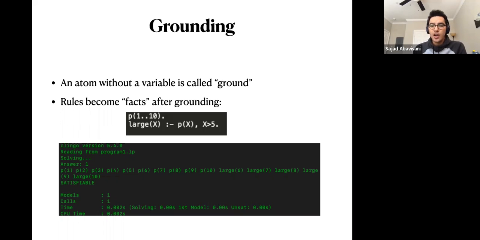So then the grounder will produce large 1, 2, 3, 2, 4 to 10. Then we have another constraint that X is larger than 5. So the solver looks at the grounder. The grounder has all of the large possibilities, which is 1 through 10, and removes the ones that are conflicting with our rules. And that's basically how it works.